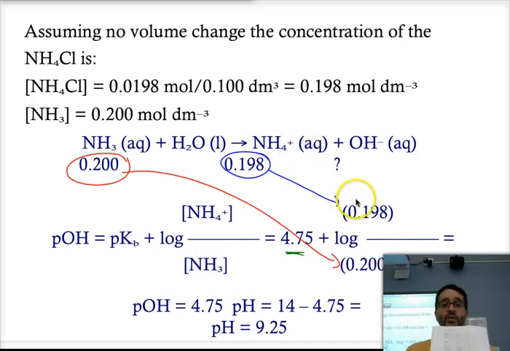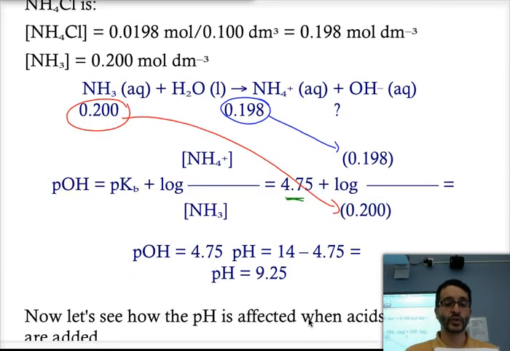And now we just calculate, and because those two concentrations were very similar to one another, we find that the pOH in this particular case is 4.75. It didn't change because the log is almost 0, so the value got lost in the significant figures. And then pH is going to be 14 minus 4.75, which is 9.25.